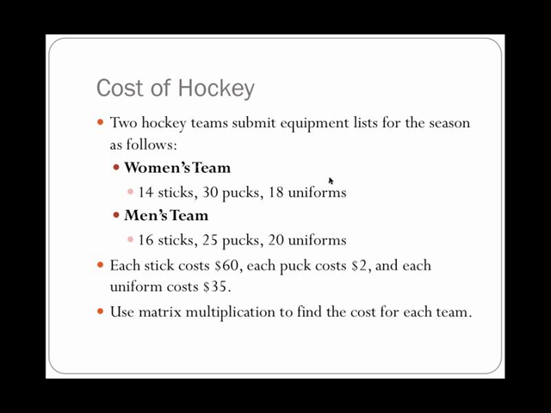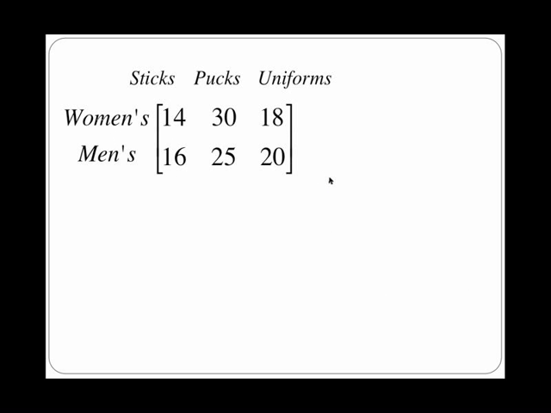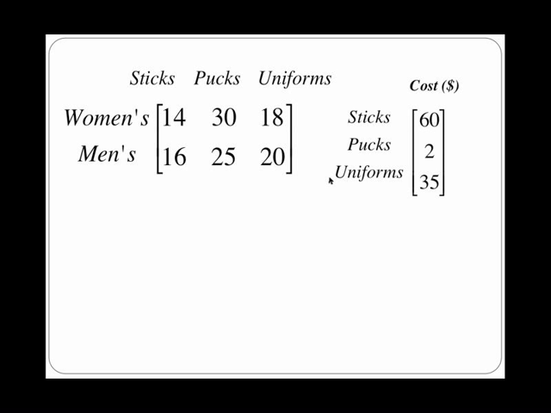So what we're going to do is set up a couple matrices here. If you need to, pause the video and write these down, but I'm going to move on to the next slide here. So we can set up a matrix for the women's team and the men's team and how many sticks, pucks, and uniforms they need. We can also set up a matrix for the cost of sticks, pucks, and uniforms.